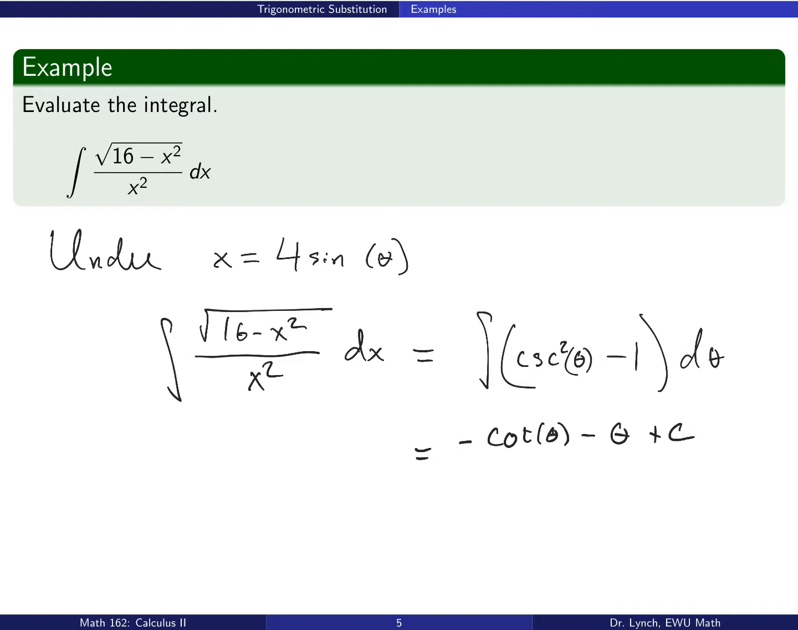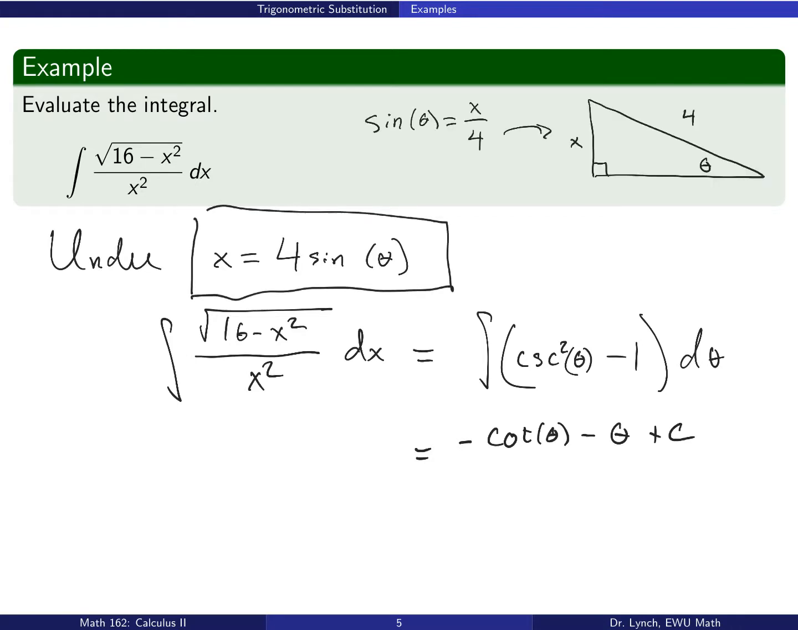And the key to going back to x world is making use of this relationship between x and theta given by our original substitution. As you might imagine, this relationship implies some right triangle out there in right triangle world that allows us to solve for different values of theta given that x is 4 sine theta. So here's that right triangle implied by the relationship sine of theta equals x over 4. Of course, x being the opposite side to the angle theta and 4 being the hypotenuse.